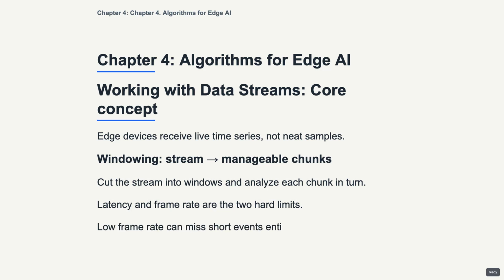That matters most when the event is brief. A spoken command, a quick motion burst, or a sudden anomaly may happen between checks. And if a system never samples at the right moment, the event is gone before the model ever sees it.